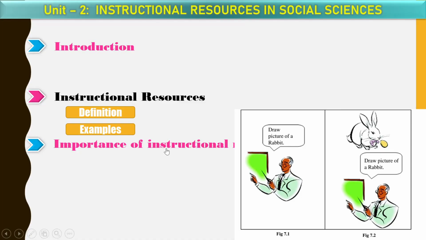It is because the picture of the rabbit in the second figure will help the child to learn how a rabbit looks and draw its picture. The picture of the rabbit is a type of teaching learning material about which you will study in this section. Teaching learning materials, that is, instructional resources, are therefore tools which are used by teachers to help learners to learn concepts with ease and efficiency.